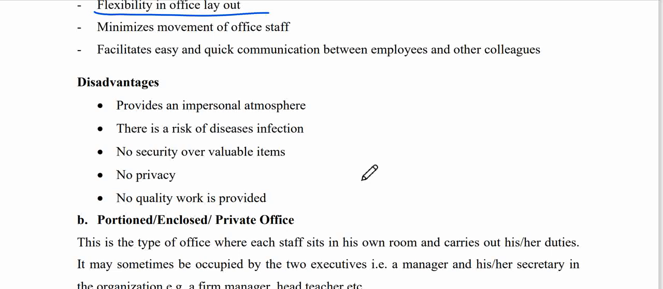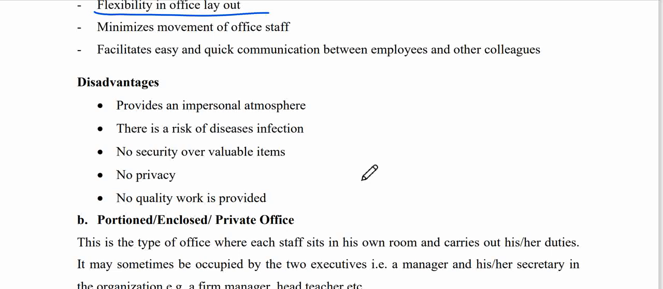For example, like when COVID-19 was there, an airborne disease. You know, seated together in one office, even if there is social distancing, there's a possibility of disease infections. In most cases, if one staff has flu, almost every person is going to get infected.